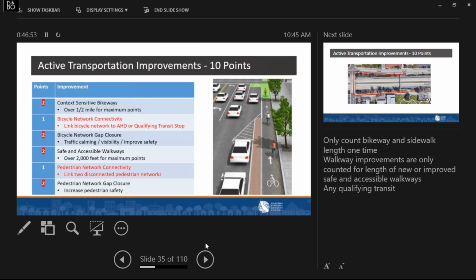The pedestrian network connectivity point. This point used to be our key destination linkage. Within this pedestrian network connectivity, the point can be earned by linking 2 previously disconnected pedestrian networks. And that can be done through a crossing that is not at grade, or essentially an underpass or overpass. I'll give an example on the next slide of what this really looks like. And finally, our pedestrian network gap closure is similar to the bicycle network gap closure. If there's an existing barrier to access for pedestrians that's addressed, that is worth 1 point up to a maximum of 2 points.